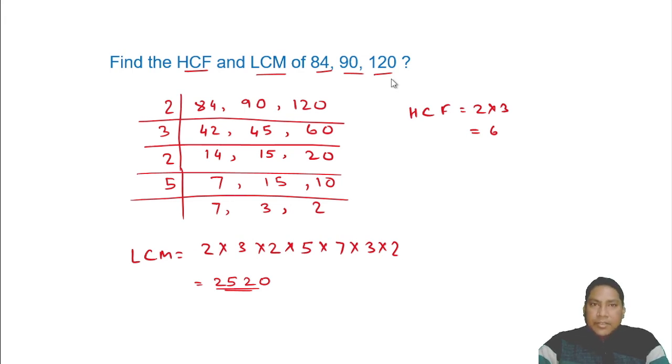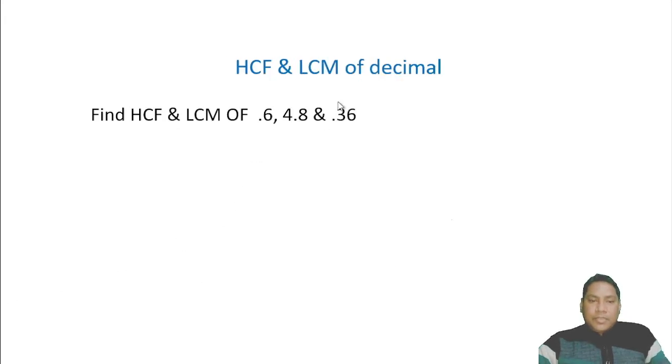So friends, this is the very easy method to take out the HCF and LCM of any number. Now we will look into the method to take out the LCM and HCF of decimals. Here is the example. The decimals are 0.6, 4.8 and 0.36. First of all, we will write 0.6, next is 4.8, and the next is 0.36.